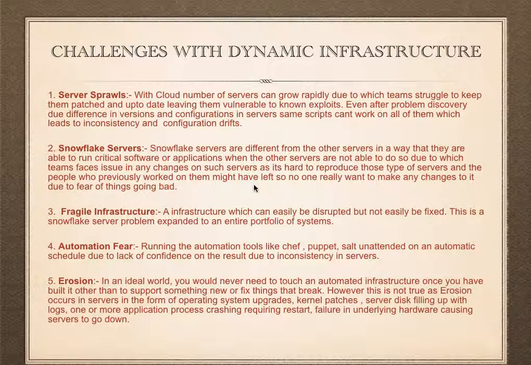Next comes your fragile infrastructure. The infrastructure is said to be fragile if it can easily be disrupted, while it cannot be easily fixed. This fragile infrastructure is basically a Snowflake server problem which is expanded to the entire portfolio of the systems running on that architecture. Okay, due to which you would see there are more Snowflake servers, and those systems can easily be affected, and it's possibly hard to fix those kinds of servers. So this becomes common in a dynamic infrastructure.